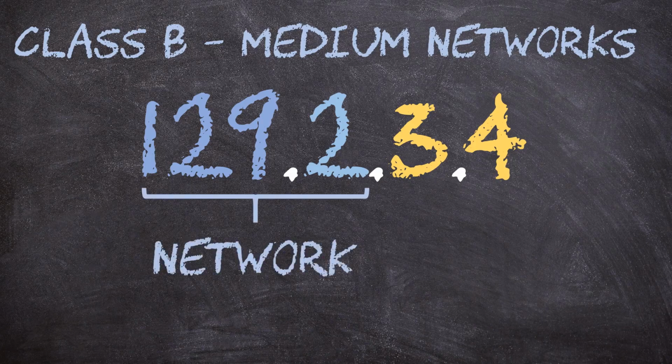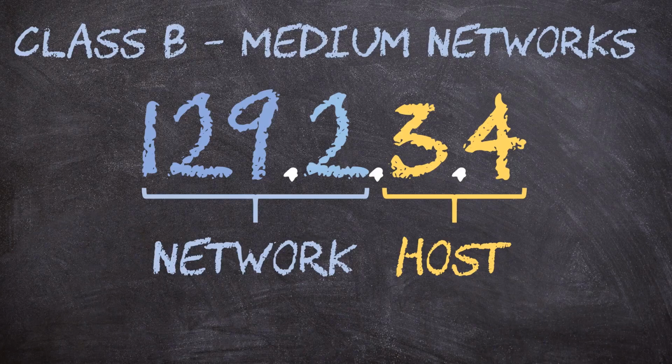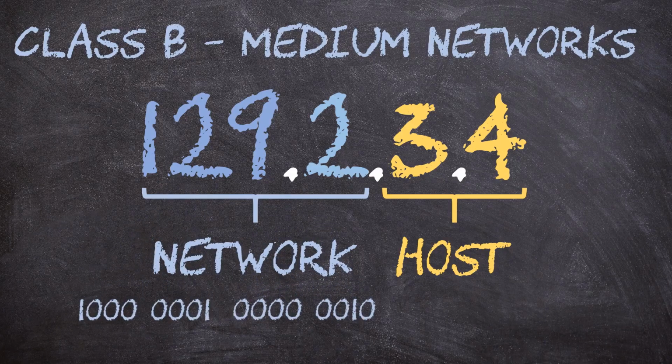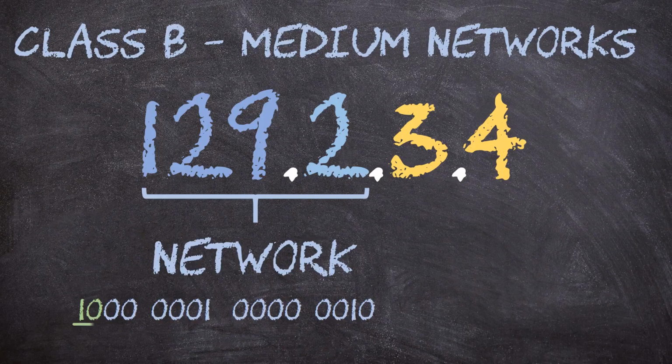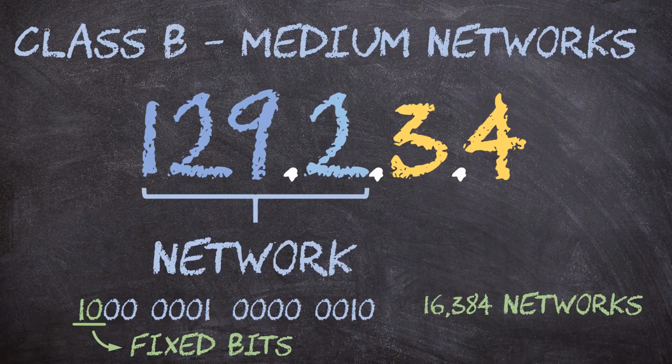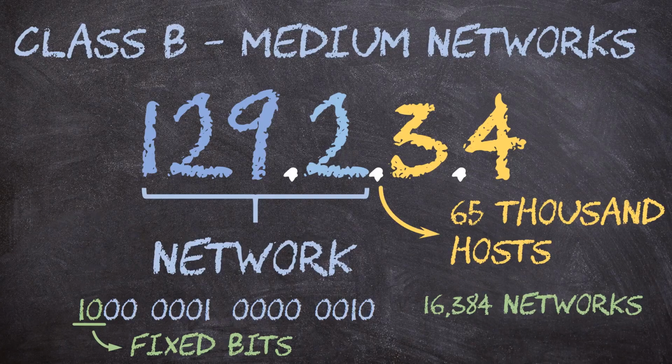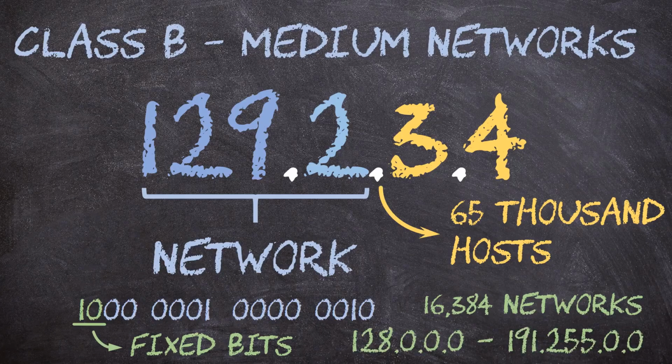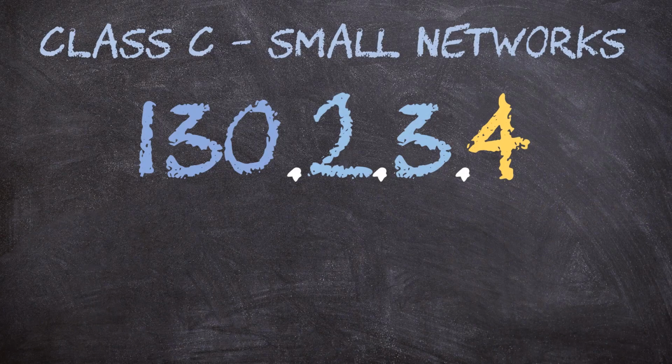Class B networks are used for a medium number of hosts. The first 2 octets are used for the network, and the second 2 are used for host addresses. The first 2 bits of the network are always 10, which leaves 14 bits, or 16,384 possible networks. Each network can have over 65,000 hosts. The total Class B IP space is from 128.0.0.0 to 191.255.0.0.